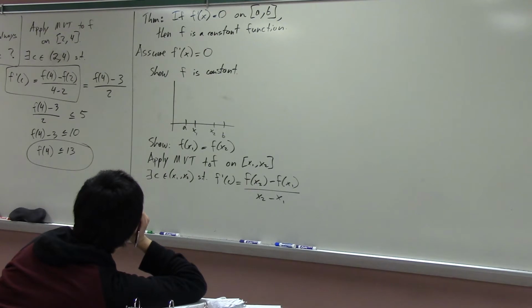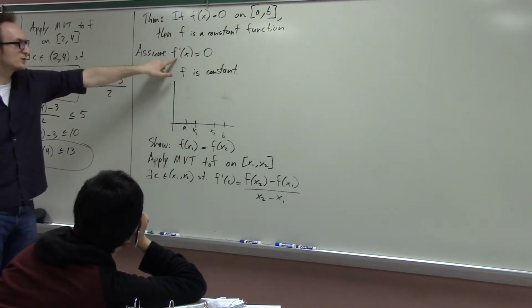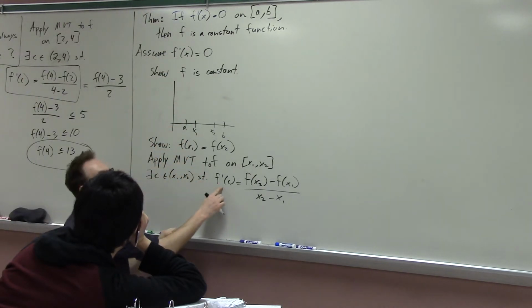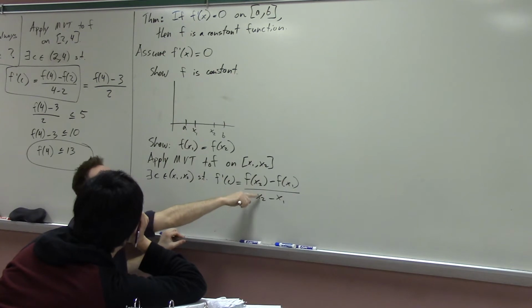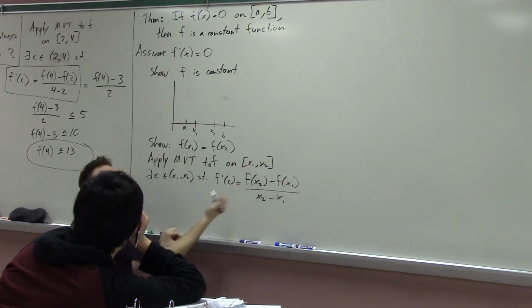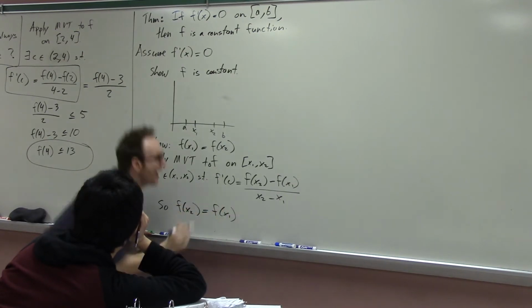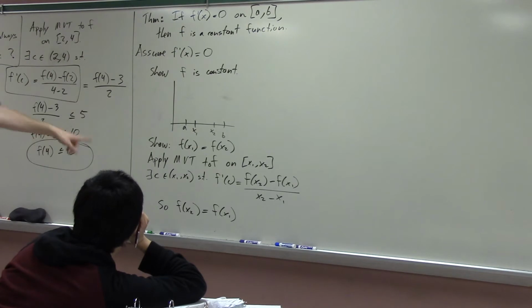But then you look at that for a second and you realize, oh, by my assumption, the derivative is 0 everywhere. So if this is 0, then this fraction has to be 0, and the only way for that to happen is if the numerator is 0. Was that too fast, or are we good? Yeah. Okay. That proves that the y value is the same for these 2 numbers.